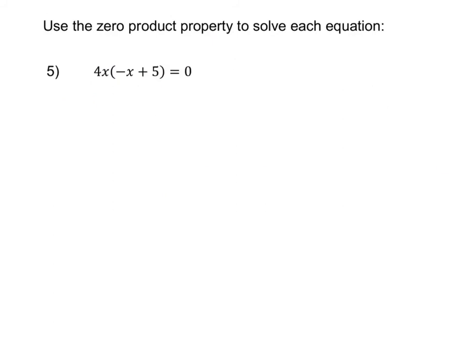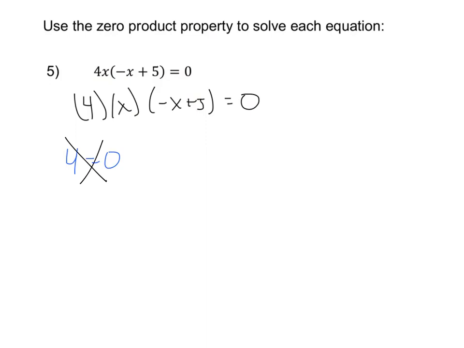All right, try this one. Please pause and do this one. All right, so this one we've got 4x times negative x plus 5 equal to 0, right? All right, we've got 3 things here. 4 times an x times negative x plus 5 equals 0. Zero product property, again, says if these 3 things multiply to 0, one of them has to be 0. So, is it 4? Could 4 be equal to 0? Nah, that doesn't make sense. Right? How about x? Yeah, x could be equal to 0. Hey, there's one answer already.